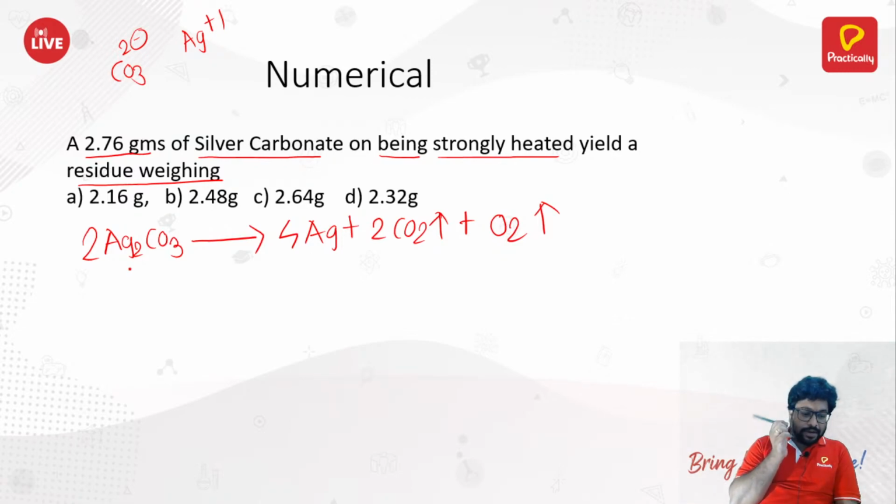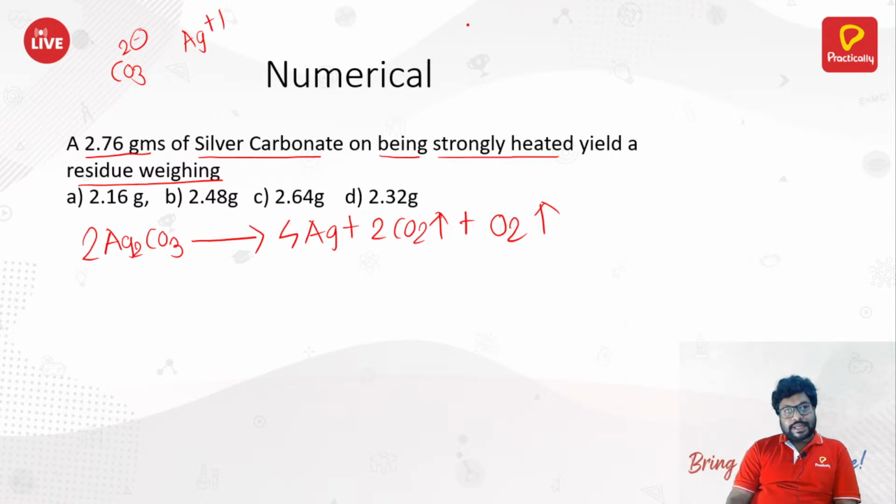Whenever you need to solve a mole question, that means mass to mass, mass to volume, mass to mole, mole to volume, whatever it is, we had seen 4 types of it in gravimetry, you always need to write the balanced chemical reaction first. Okay? So this is the balanced chemical reaction. Now let's see how much silver carbonate we need to take to produce this much amount of silver.